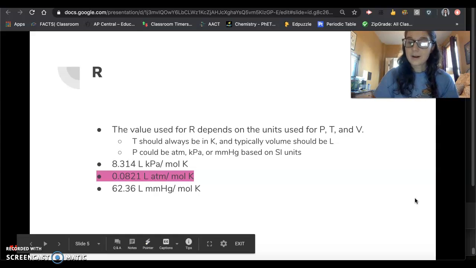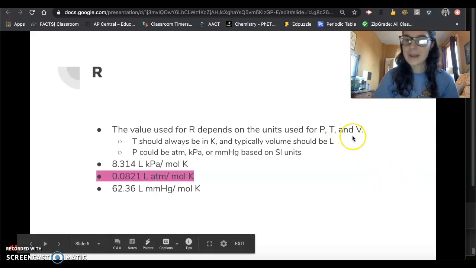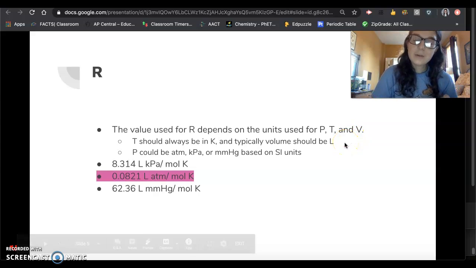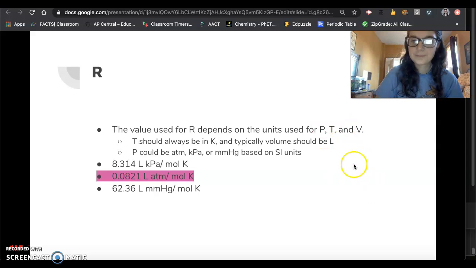The value for R does vary based on your units for pressure, temperature, and volume. So your temperature unit should always be Kelvin, as we've talked about before, and typically your unit for volume is going to be liters, more often than not. So with this constant, you would have to make sure that your volume is in liters. If your volume is given in milliliters, just do a simple 3 decimal switch to go to liters.